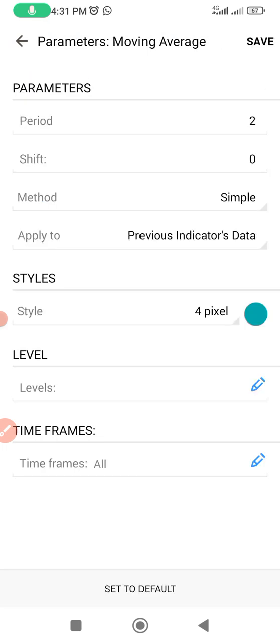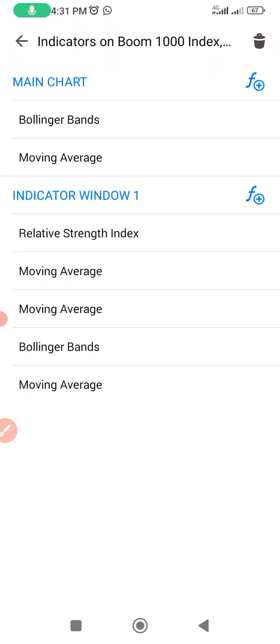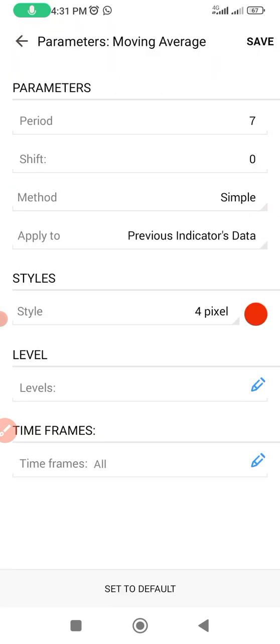Then next is our moving average. The period is 2, shift is 0, method is simple. Apply to previous indicator data. The style is 4 pixel and the color is green. Please stick to the color of the TDI. The second moving average is period 7, shift is 0, simple, apply to previous indicator data, and it is 4 pixel and the color is red.